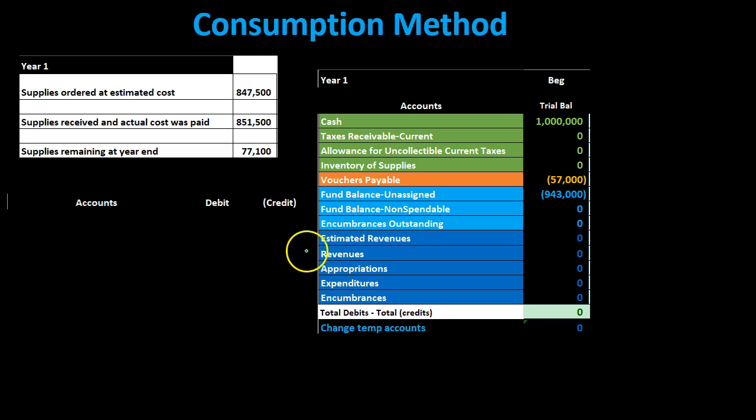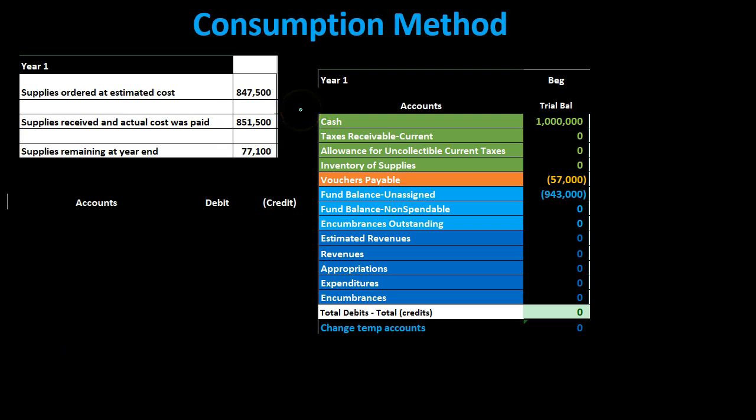We have down here also some accounts related to the estimated revenues and expenditures. We're going to be concentrating on the actual, more income statement type accounts, revenue and expenditures, as we consider the supplies, tracking the supplies inventory. First item, we've got supplies ordered at estimated costs, so at this estimated cost.